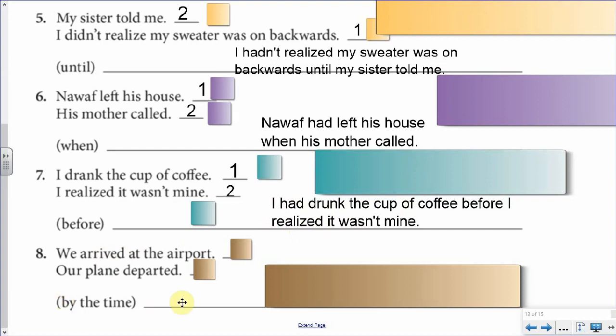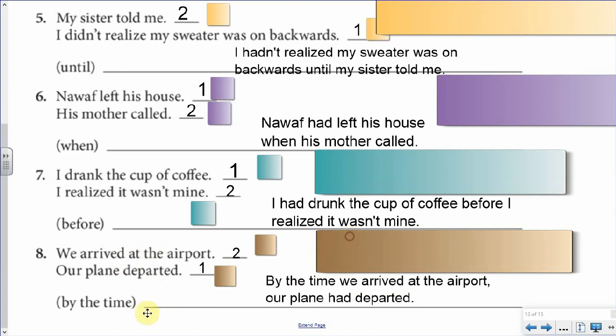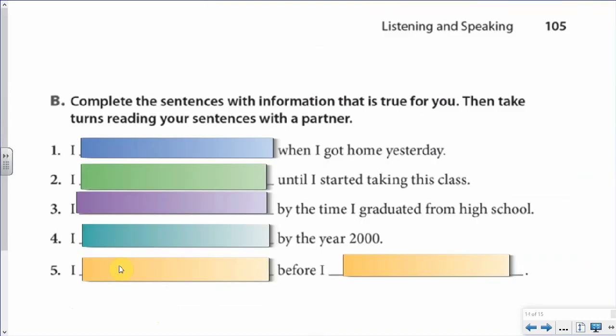So the first action will be our plane left, meaning departed, and then we arrived. So by the time is the time marker here. Can you put this one together? Which one are you going to put into the past perfect? Arrived or departed? Well, that's how it should look. By the time we arrived at the airport, our plane had departed. And then let's move on to part B.